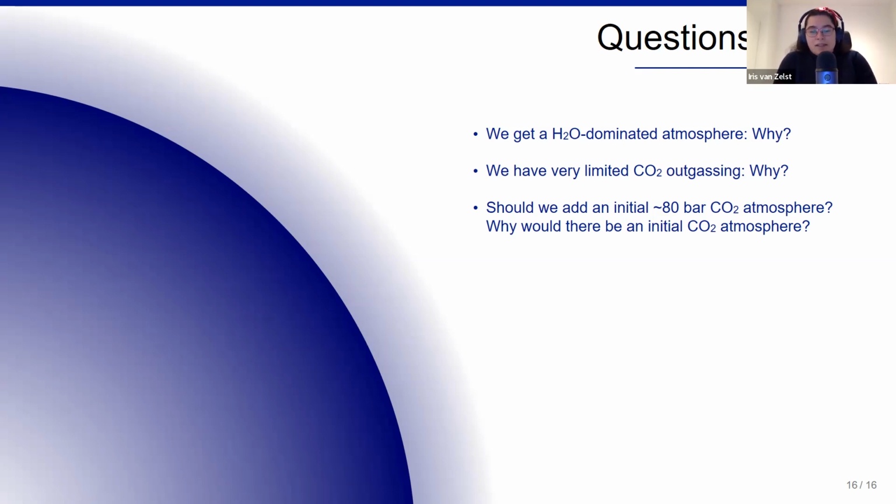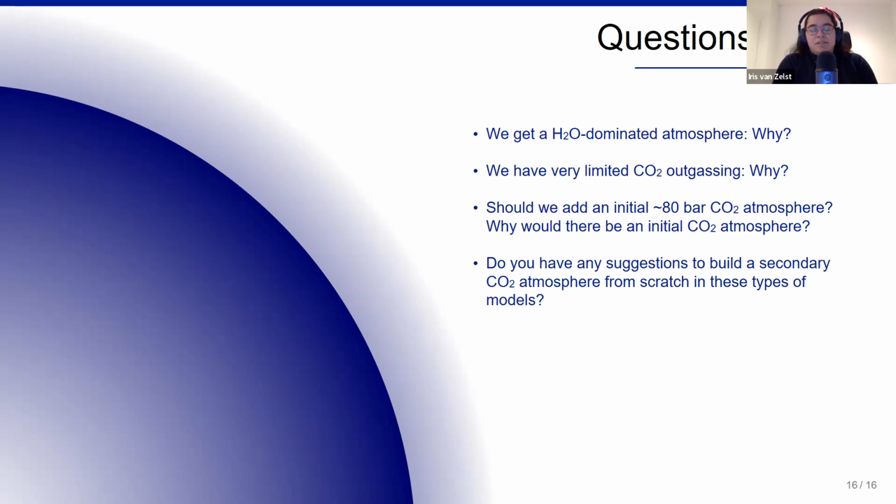And then the last question I have for you is, in general, based on this, do you have any suggestions to build this secondary carbon dioxide atmosphere from scratch in these types of models, or is this not something that works with these types of models? So with that, I leave you, and I hope to discuss at some point later. Thank you very much.